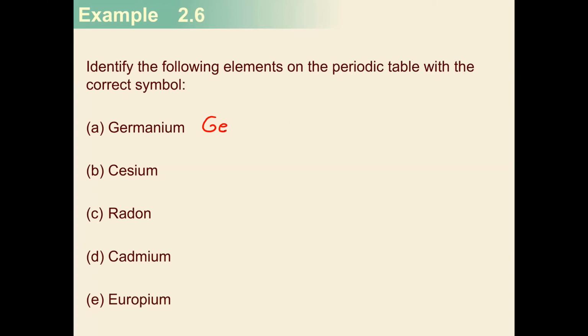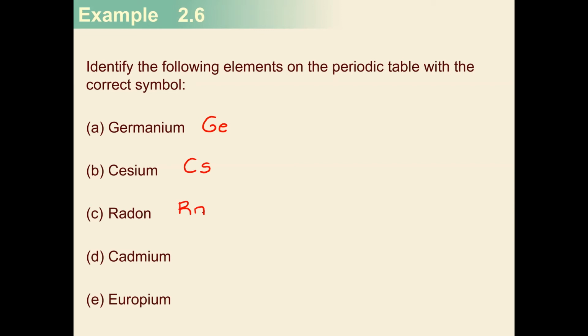If I find cesium, remember that cesium is going to be in the alkali metals, so that is going to be Cs. If I try to find radon, remember we have to be careful because there's not only radon, but there's also radium. Which one do I have to look for when it comes to the R? Well, in this case, it is going to be our noble gas, so this is going to be Rn.